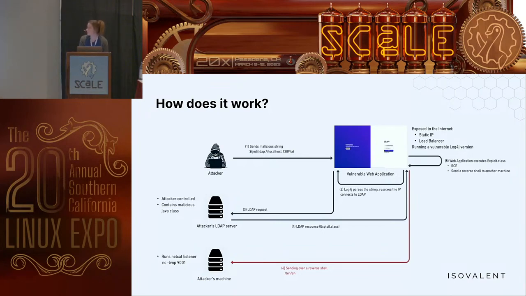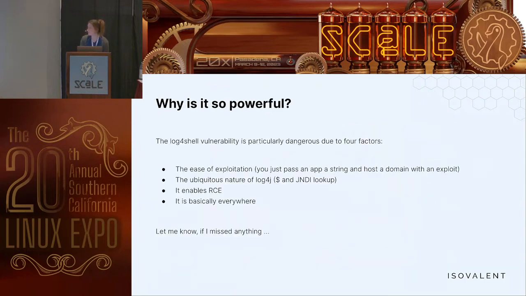So that's basically how Log4j works, like in a one-on-one, not very deep, but a very good explanation. So why is it so powerful? The first one is that it's really easy to exploit. I can just craft a string, set up a server, send that string to the application, and then it will connect to my server. It's due to the features that I mentioned before. And then it basically enables remote code execution, so I can run whatever I want.